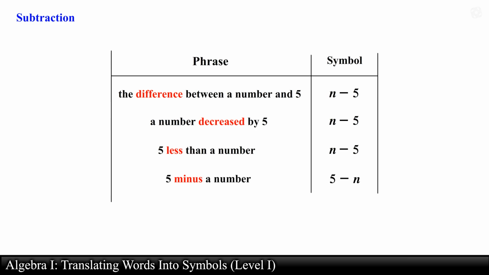When translating phrases that involve subtraction, many students have a hard time translating phrases with the word less. Many students translate 5 less than a number as 5 minus x, which is completely wrong. The correct way is x minus 5, because it's 5 less than a number. So you take the number and subtract 5.